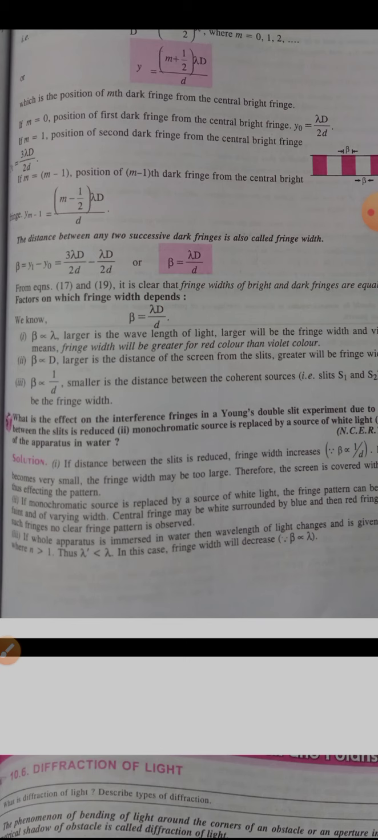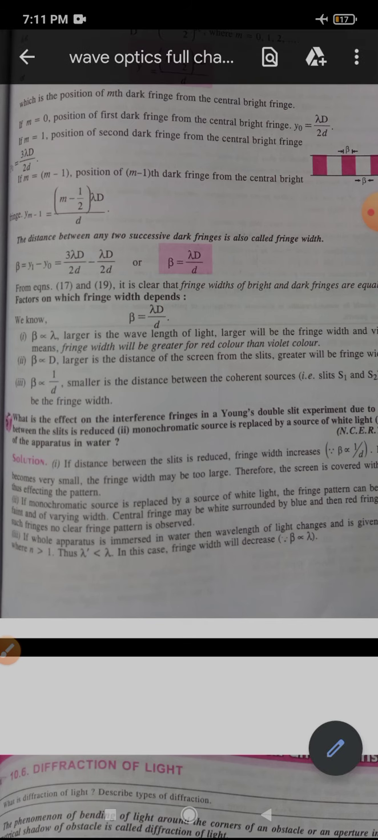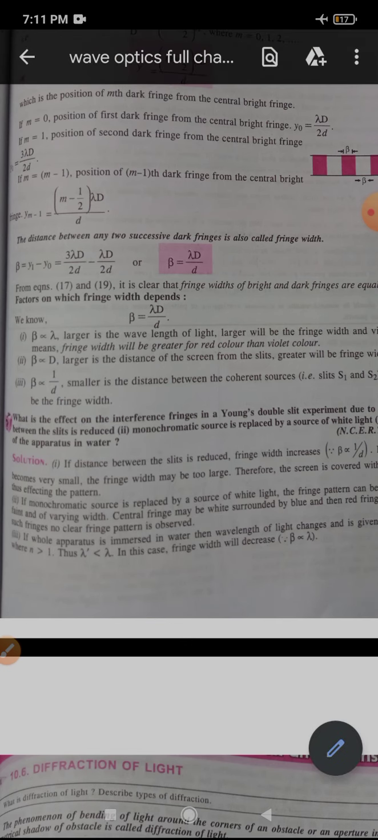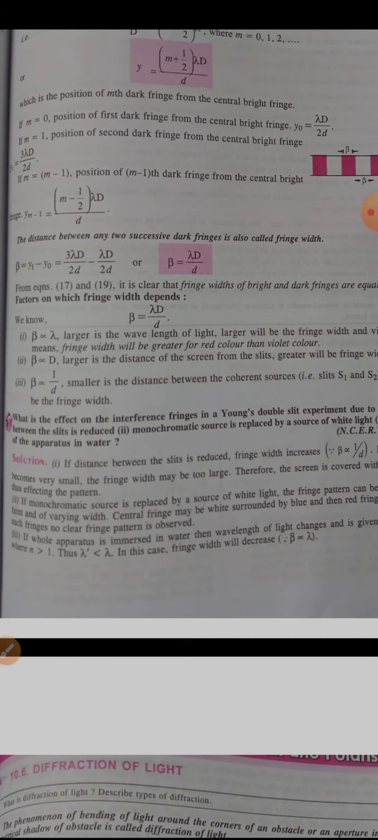Next we will find the dark fringe width, that is the distance between any two successive dark fringes. We know that y0 is the first dark fringe, y1 is the second dark fringe. So the dark fringe width beta is equal to y1 minus y0. So we have y1 as 3 lambda D divided by 2d minus y0 as lambda D divided by 2d. So we will get beta value is equal to lambda D divided by d.